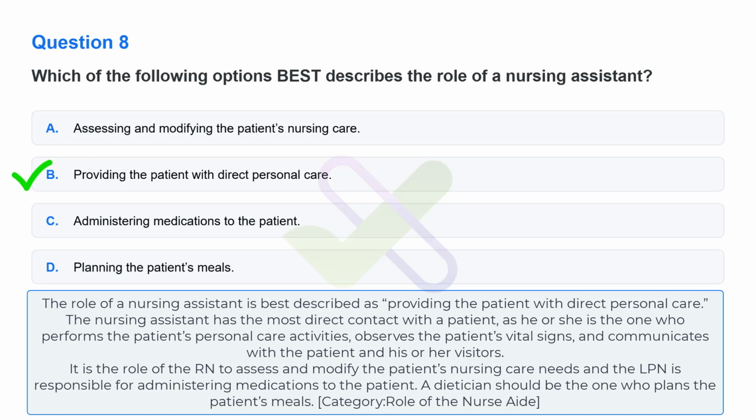It is the role of the RN to assess and modify the patient's nursing care needs, and the LPN is responsible for administering medications to the patient. A dietitian should be the one who plans the patient's meals. Category: Role of the nurse aide.